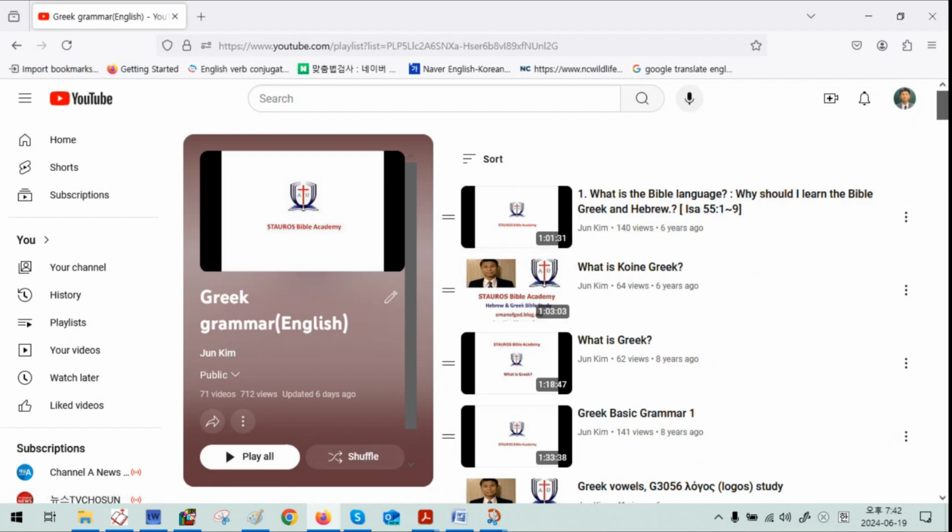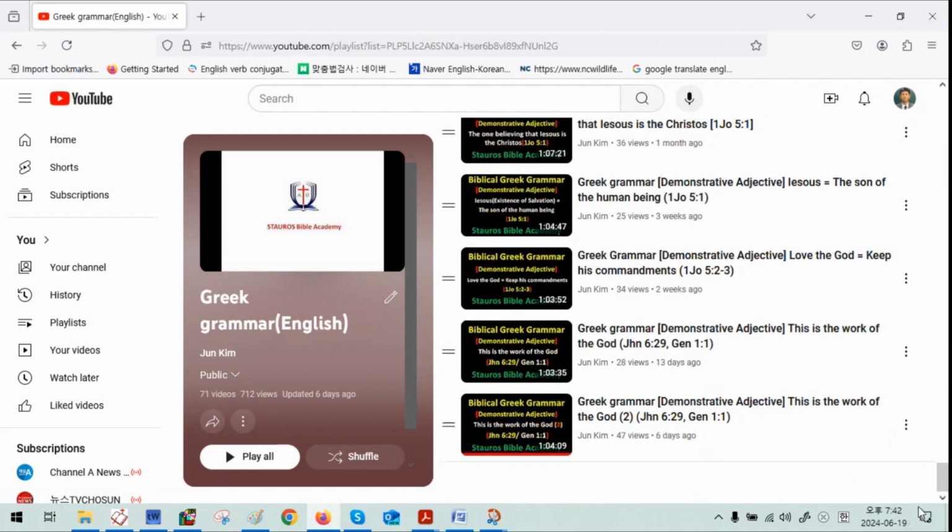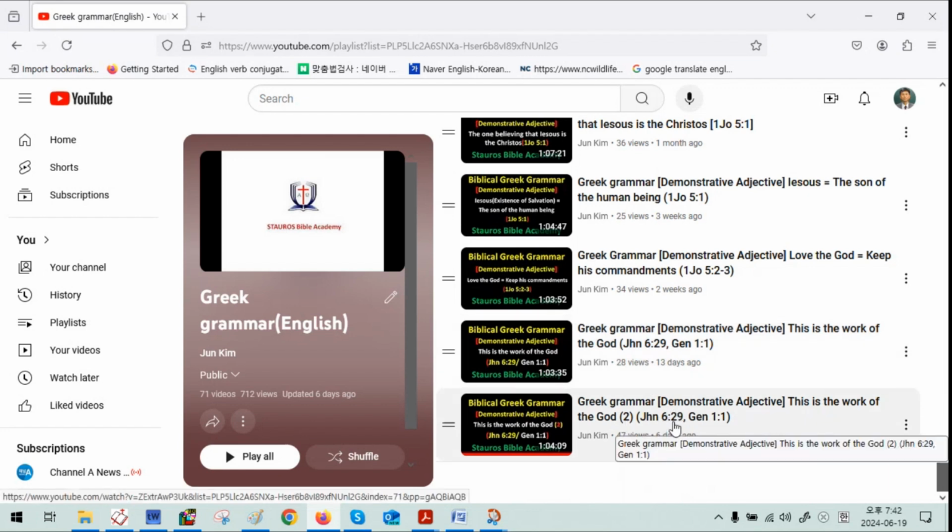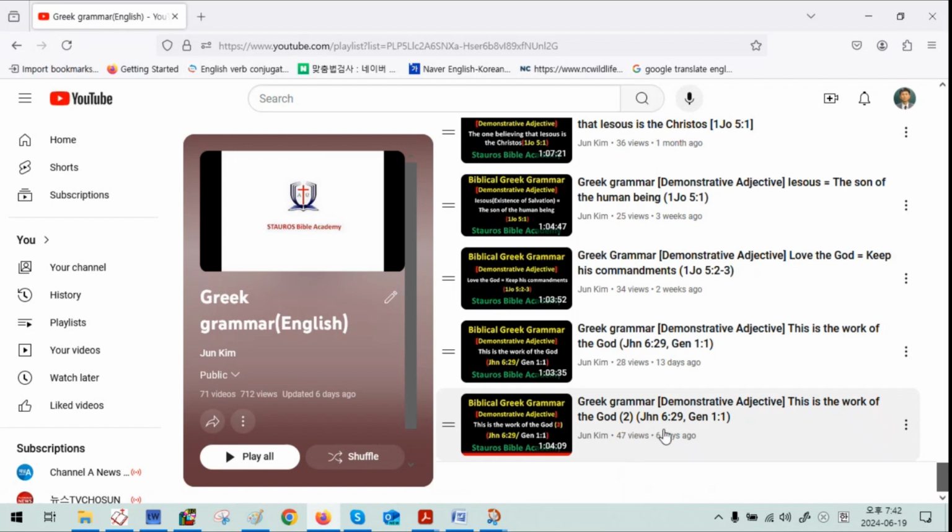And then when you're coming down to the end, you see the one we did in the last class, which is last week, right? Greek grammar, demonstrative adjective, and this is the work of the God. So that was the second class that we studied about John 6:29. The first class, and this is the second class. And then today is the third class that we study about the work of the God. What is the God's work that we are studying? Today is the third class about that.